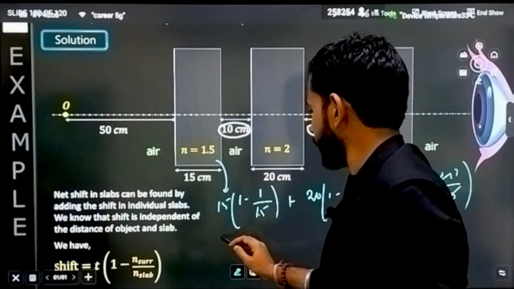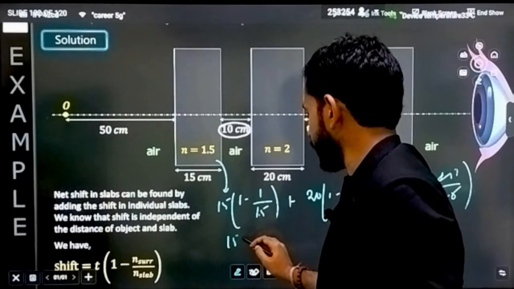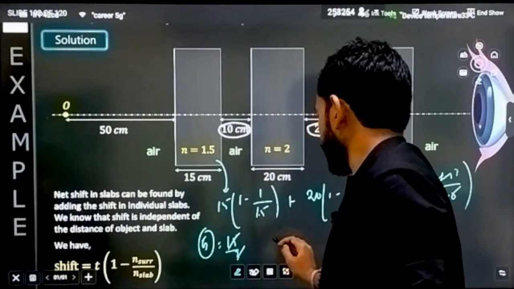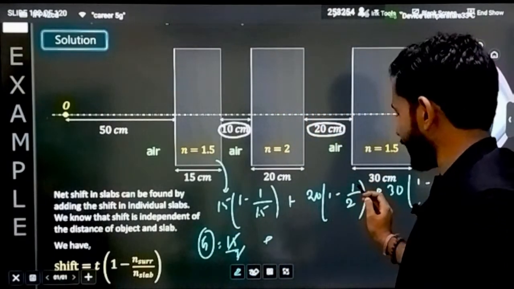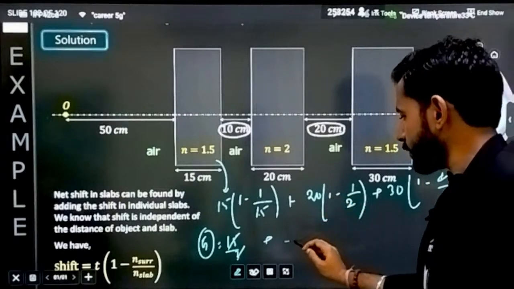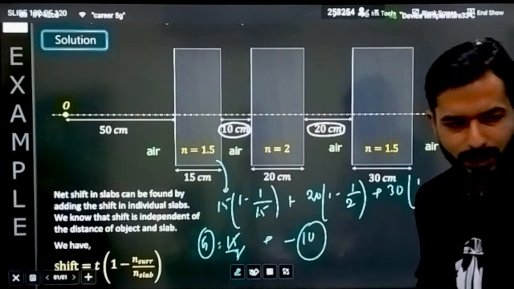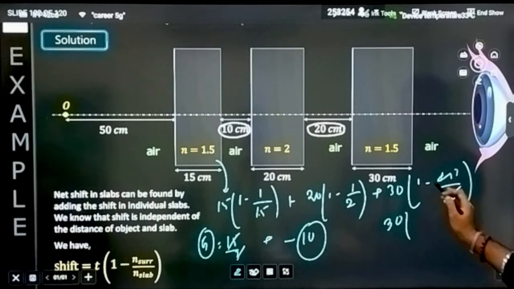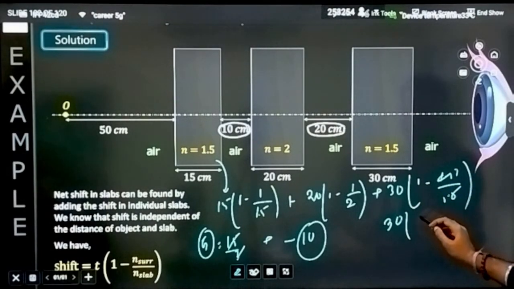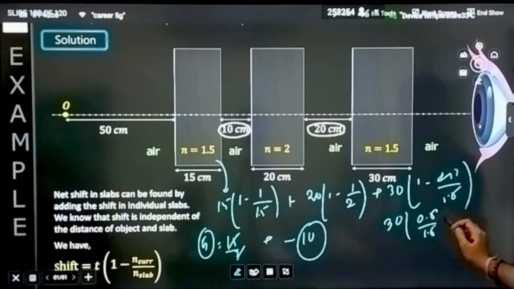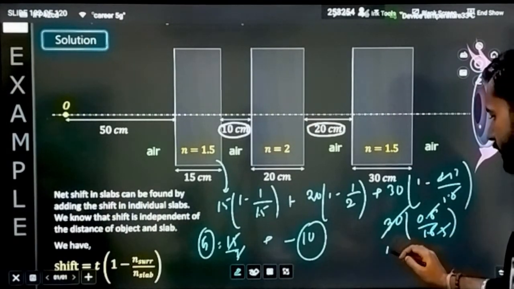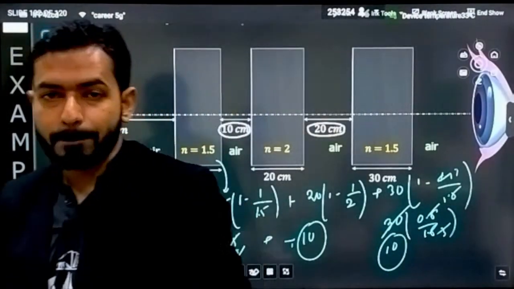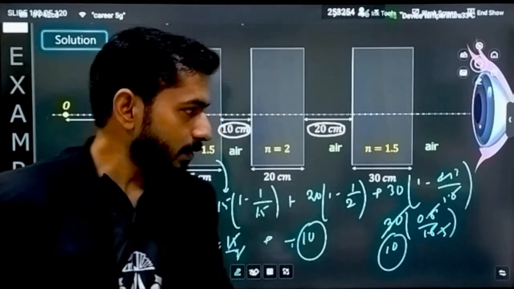Now just calculate it simply. It will become how much? 15, 1.5, it will be 1 by 3. That means here the shift will be coming 5 centimeter. Here it will be coming how much? 2 minus 1, and it will become 1. Here the shift will be coming, that is 10. Solve it yourself. Here we will be having how much? 30, 1.5 minus 1, 1.5, that means 0.5 divided by 1.5. It will become 3. That means again shift is going to come as 10. 10 plus 10 plus 5, how much is the complete shift? 25 centimeter. Doesn't matter what the distance is.